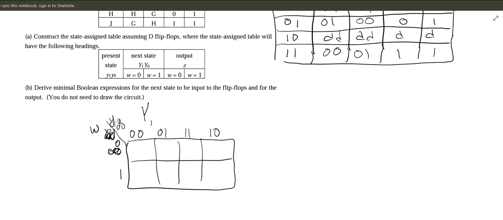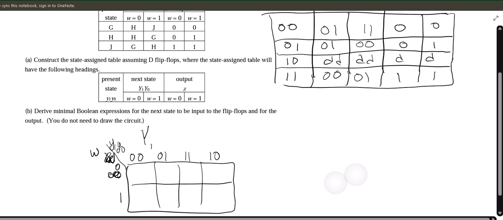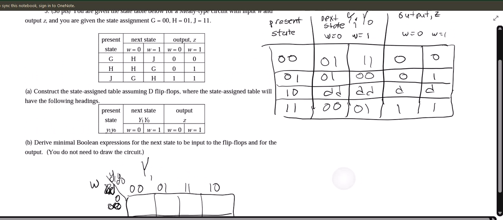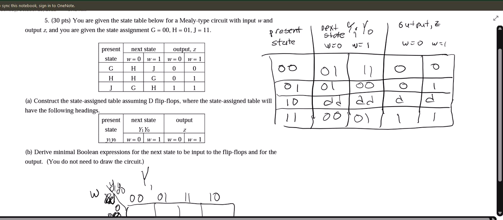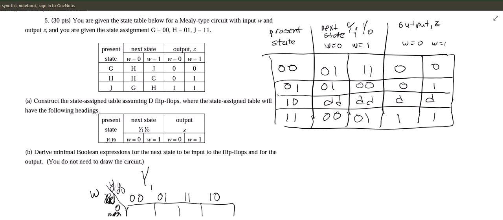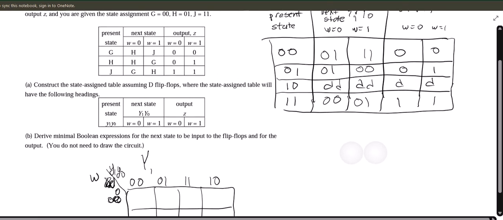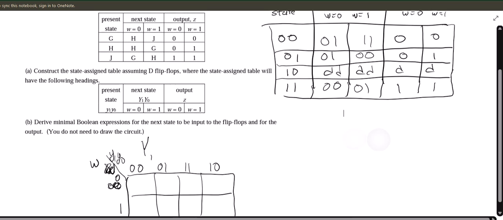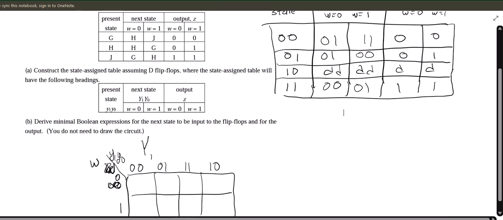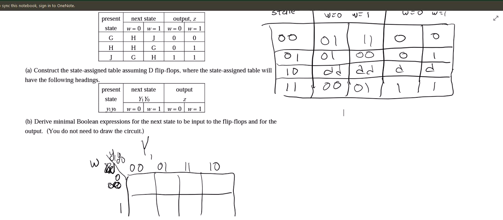Okay. So we want to fill in this K-map for Y1. Now Y1 is just the first column of our next state here. So notice when W equals 0, well, first of all, for 10, we have don't care. So we can go ahead and put in don't care. And notice when W equals 0, Y1 equals 0 everywhere. So I can just put zeros right there.